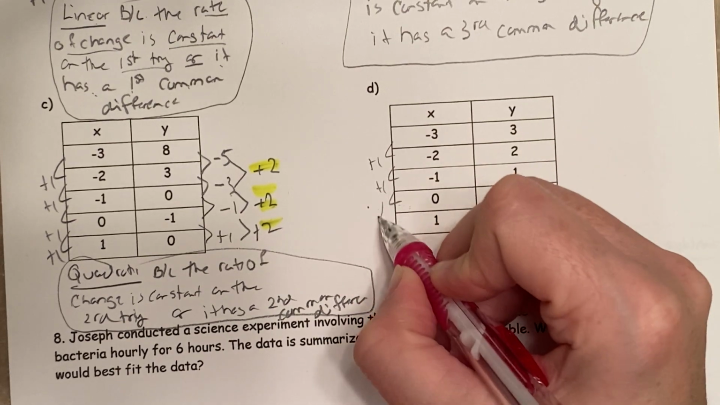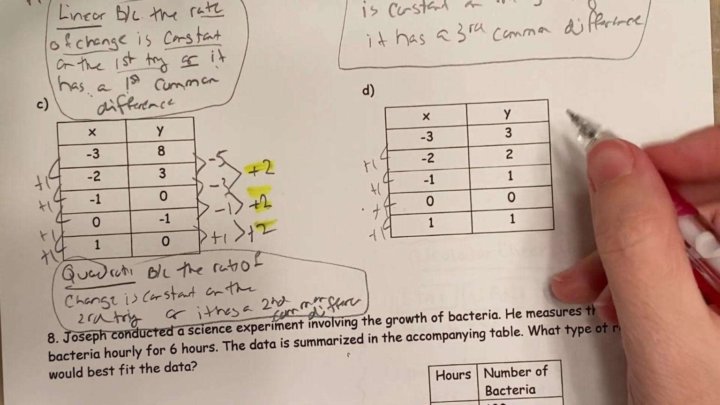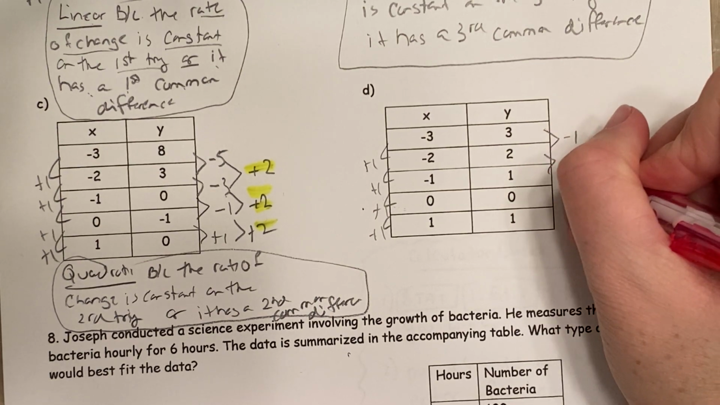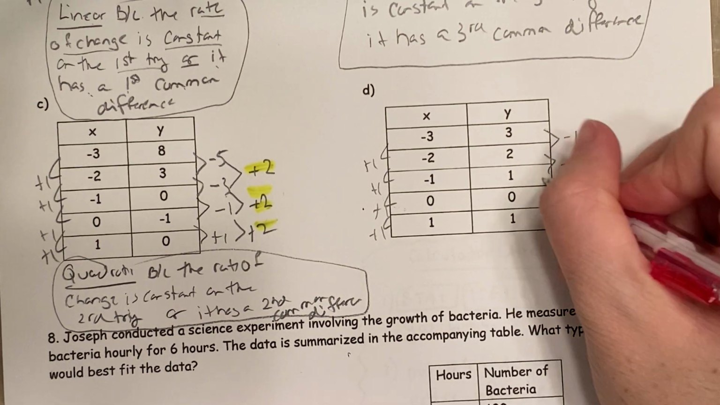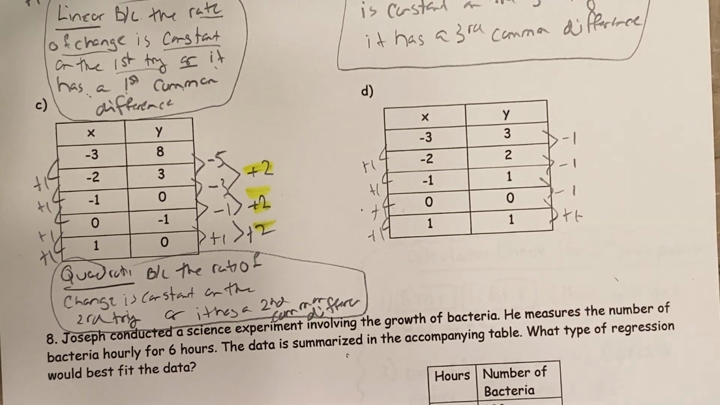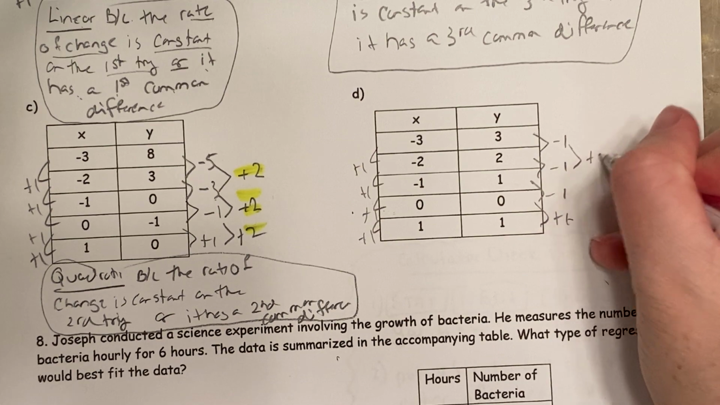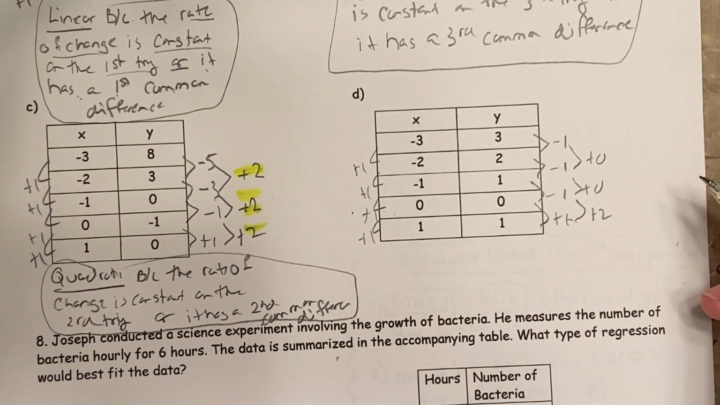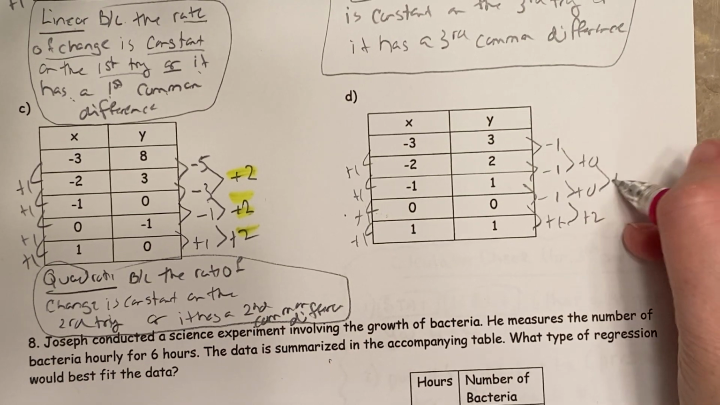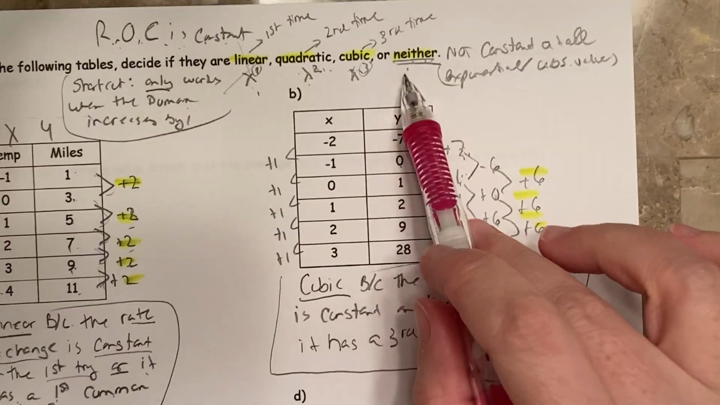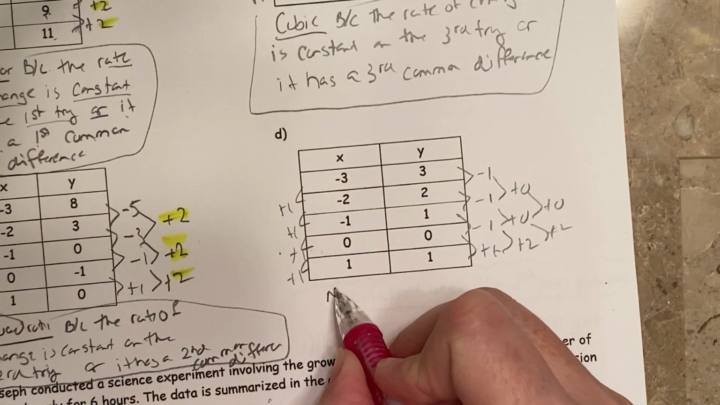+1, +1, +1, and +1. -1, -1. Oh, looks like it's going to be linear. Oh, no, it's not. +1. No good. Okay, +0, +0, and +2. Okay, so quadratic is out. +0, +2. Oh, well, cubic is out. So this is going to be that last one. This one's going to be neither.